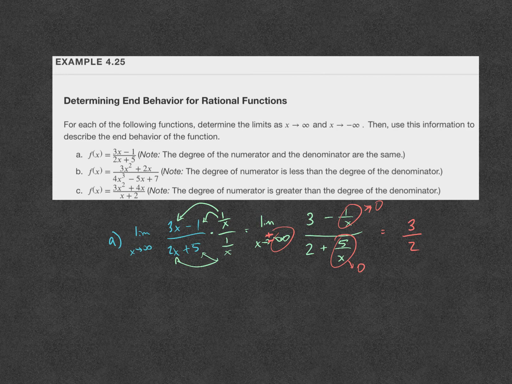Now, if I do the same thing in part B, I want the limit as x approaches infinity of 3x squared plus 2x.